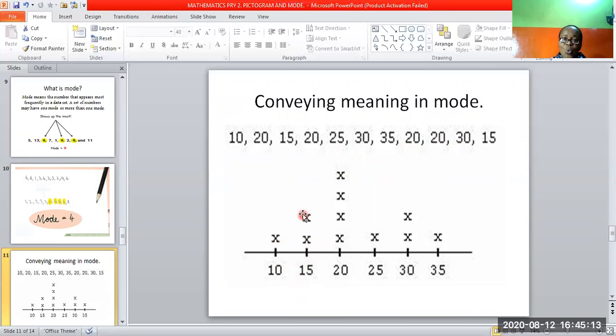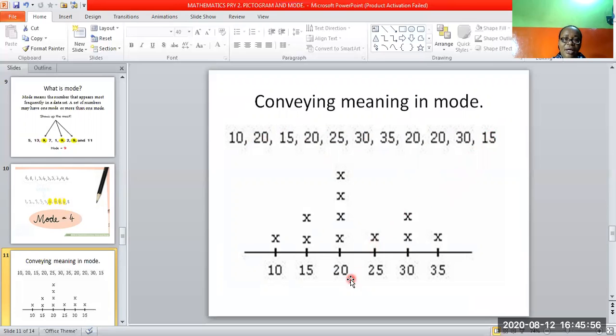15 appears twice. 20 appears 4 times. 25 only once. 30 twice. And 35 once. Now, following the ascending order: 10, 15, 20, 25, 30, 35. We will now say that 10 appears only once in the given numbers. We can only find 10 once in all these numbers. We find 15 here and 15 there. That makes it appearing twice.